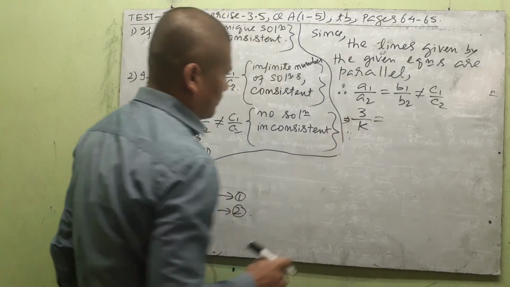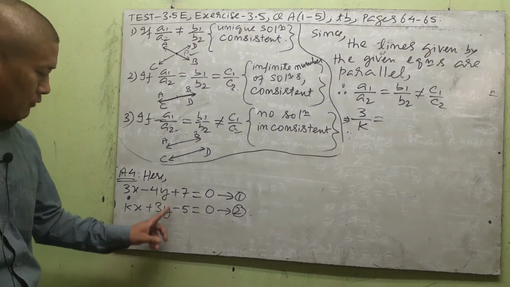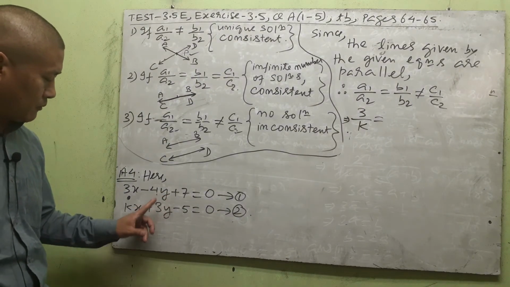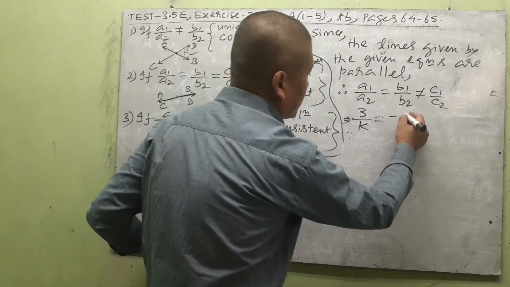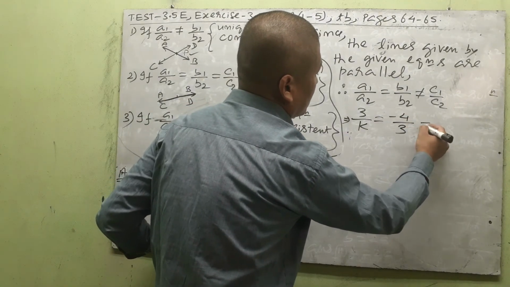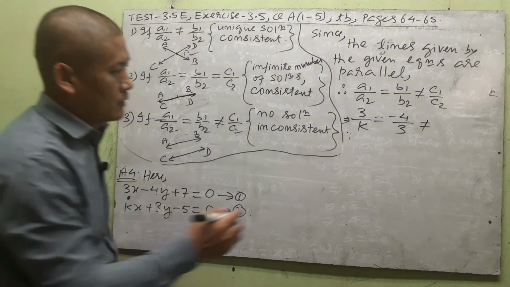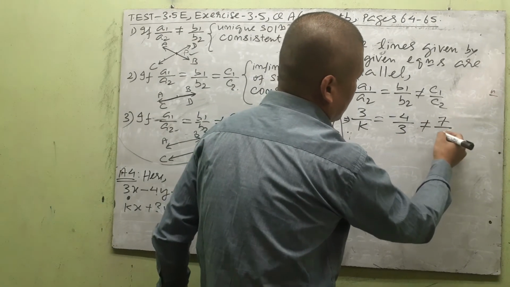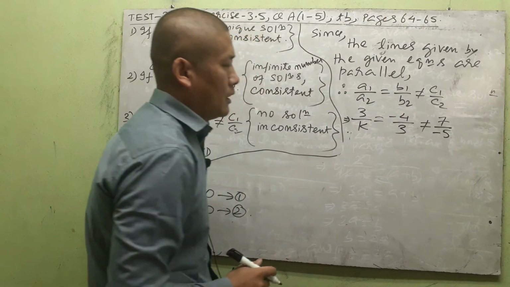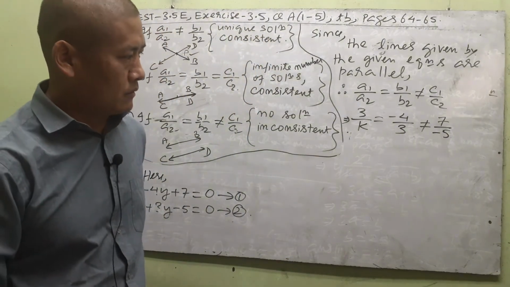Okay, b1 and b2 are the coefficients of y. So here, in front of y, minus 4 by plus 3. No sign put is okay. C1 and C2 are here, plus 7 and minus 5. So plus 7 is C1, minus 5 is C2. So they asked us to find k.